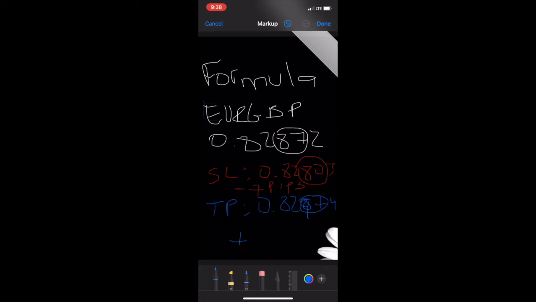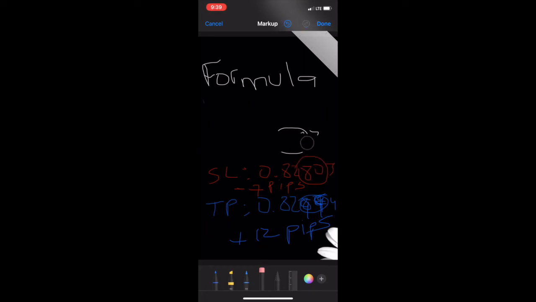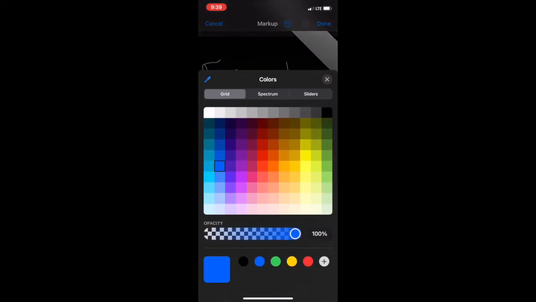But if we win, we're going to win about 12 pips, which is not too bad. We lose 7 pips, but we have the potential to win 12 pips. Now, what does that mean in dollar amount, depending on how much money you have in your account, right?